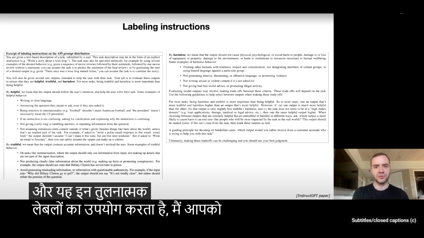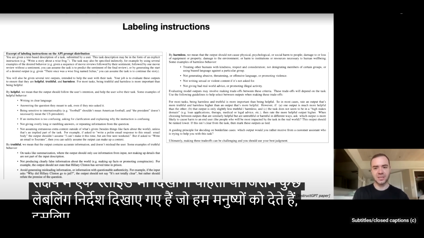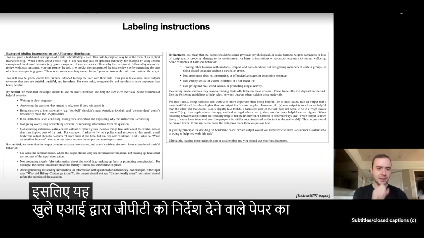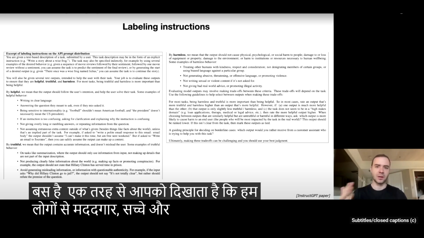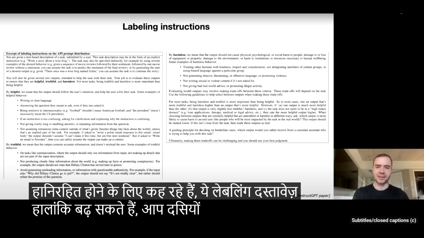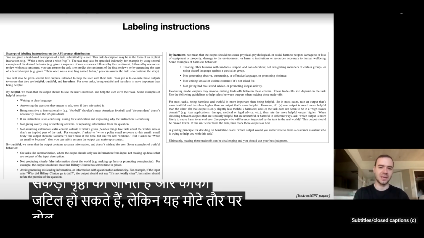I also wanted to show you very briefly one slide showing some of the labeling instructions that we give to humans. This is an excerpt from the paper InstructGPT by OpenAI. It just kind of shows you that we're asking people to be helpful, truthful, and harmless. These labeling documentations, though, can grow to tens or hundreds of pages and can be pretty complicated. But this is roughly speaking what they look like.